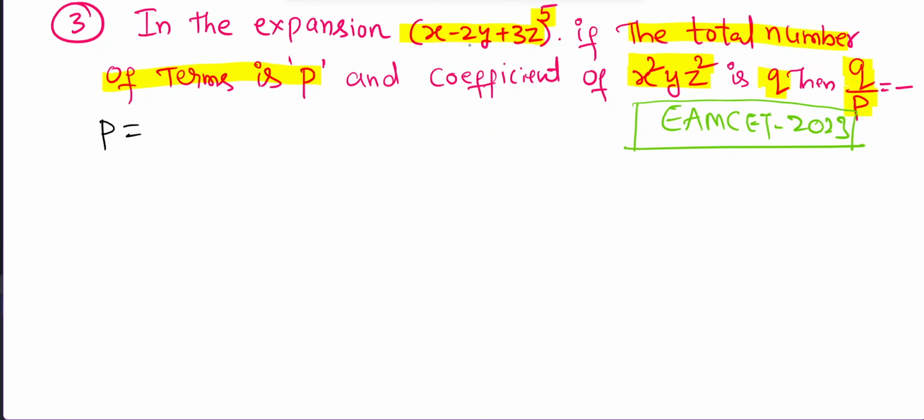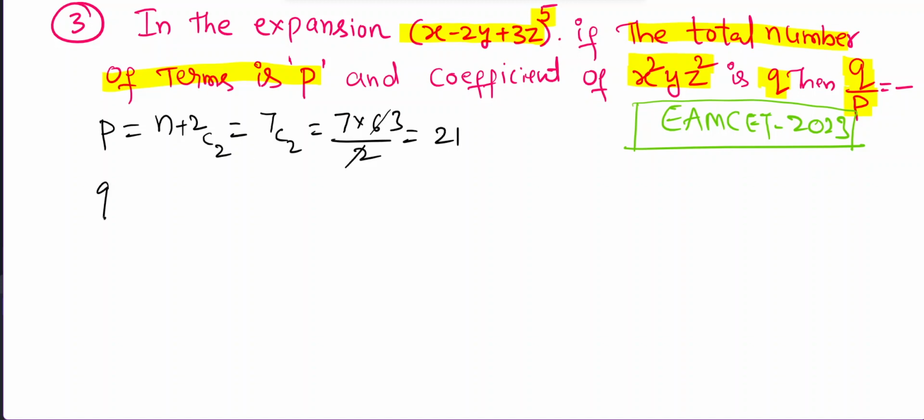So this is (a + b + c)^n. The formula for the total number of terms in this expansion is (n + 2)C2. Here n is given as 5, that is (5 + 2)C2, which is 7C2. 7C2 is equal to 7 into 6 by 2. The 2 and 3 cancel, 7 threes are 21. This is the value of p.